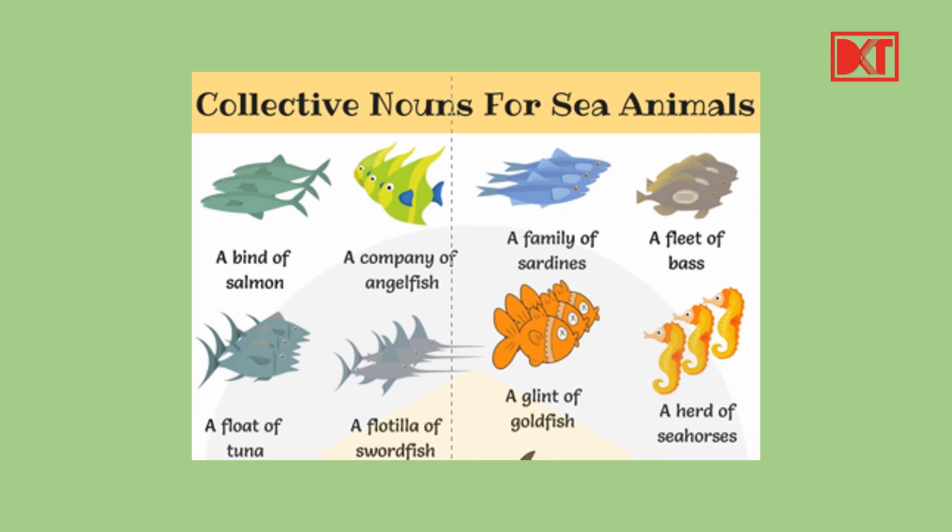like for sea animals, here you see, we say a bind of salmon, a company of angelfish, a family of sardines, a fleet of bass, a float of tuna fish, a flotilla of swordfish, a glint of goldfish, a herd of seahorses.